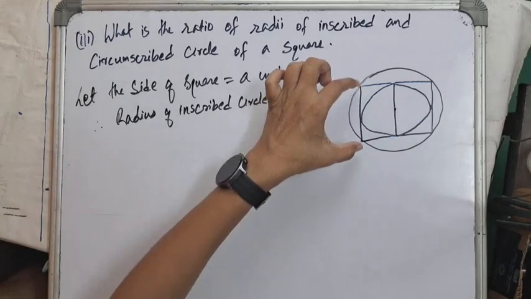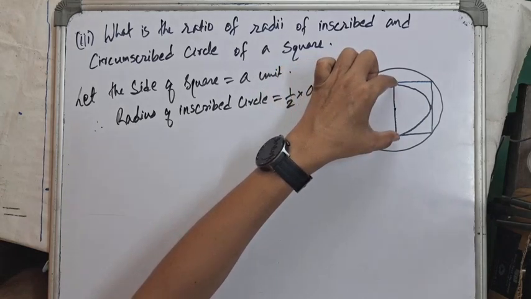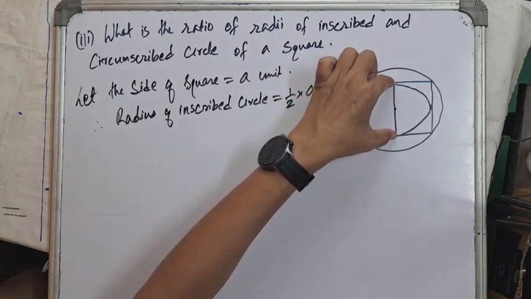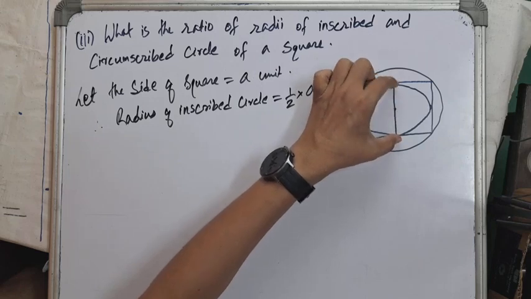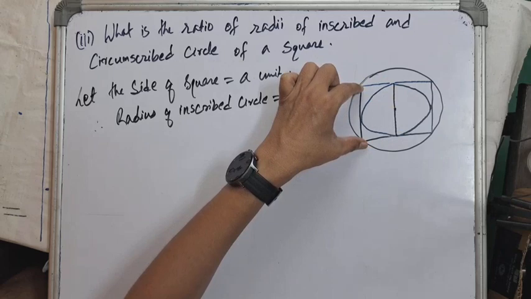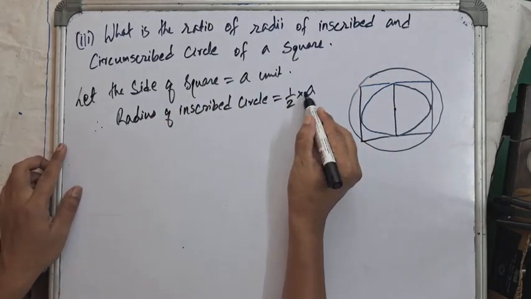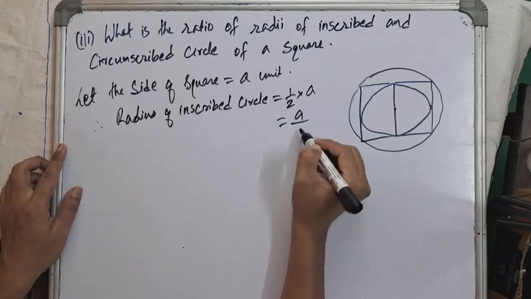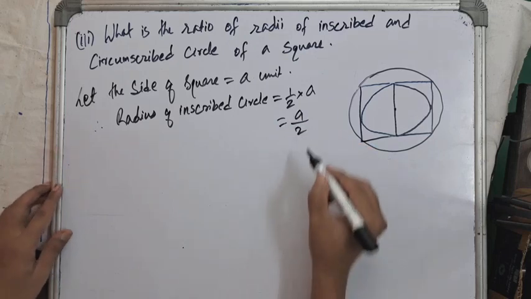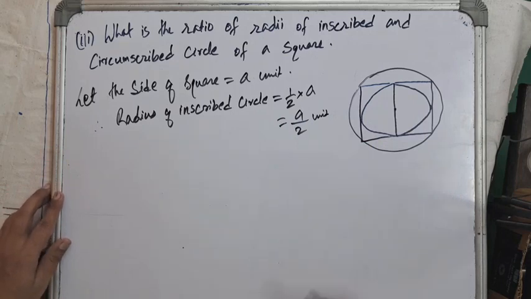Because this side of the square is equal to the diameter of the inscribed circle, and radius is half of diameter, it means half of the side of the square. So 1 into a divided by 2 in the denominator, a/2 unit. This is the radius of the inscribed circle. Now let's find the radius of the circumscribed circle.